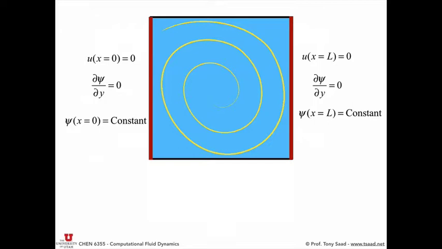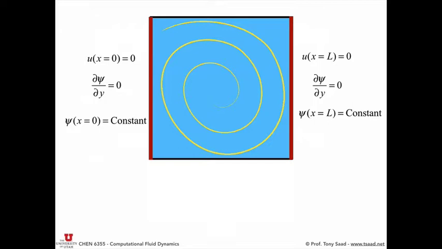So u at the left wall is 0. Now, in terms of stream function, u implies ∂ψ/∂y equals 0. And this is great because that tells us that ψ on this wall doesn't change in the y direction. So really, at this wall, ψ is a constant. It can change in the x direction because it's changing on the interior, right? So ∂ψ/∂x is not 0 here. But ∂ψ/∂y is 0, which means ψ is a constant on the wall.